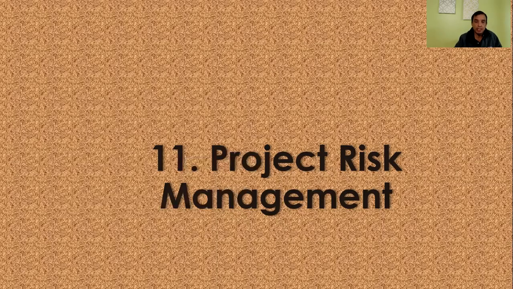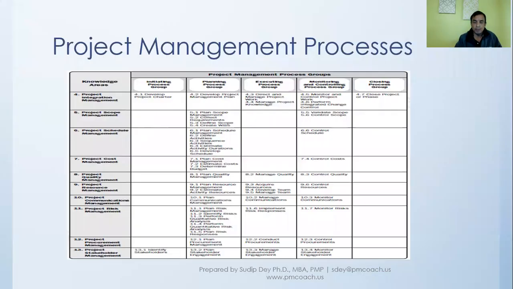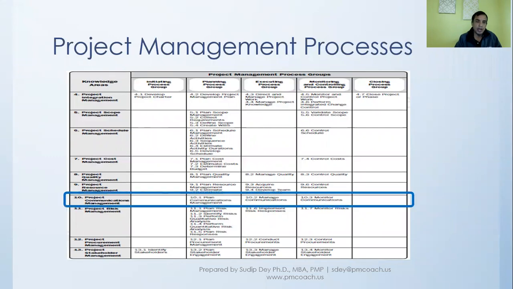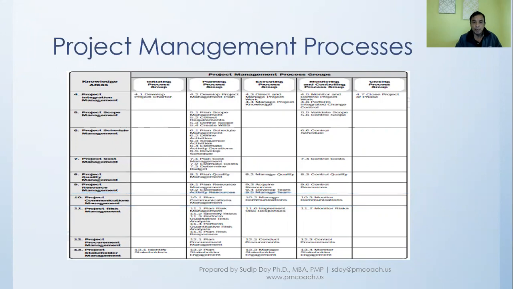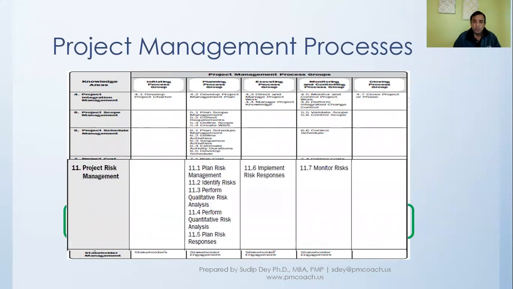In our last session, if you look at the project process table, we covered project communication management. We saw 3 processes. And the next knowledge area is project risk management. This is what we're taking up now. If you look at it closely, there are 7 processes in this knowledge area, out of which 5 are in the planning process group, 1 in the executing process group, and 1 in the monitoring process group.